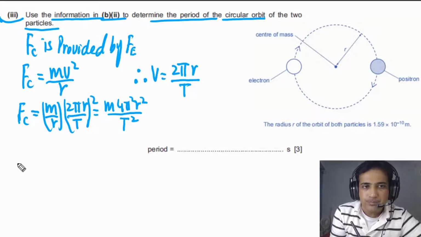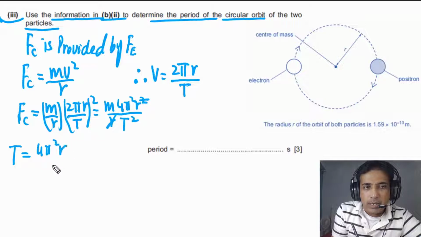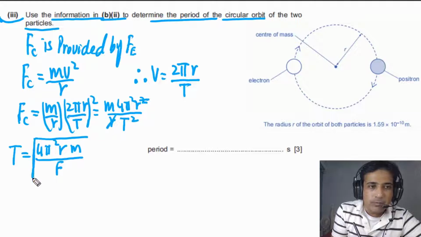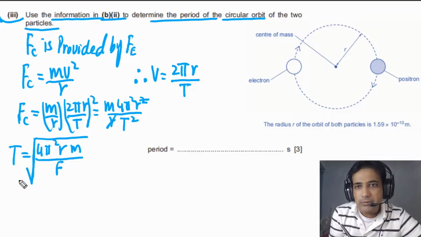We have r here, so we can cancel this r with this. We need to calculate the time period in this case, so T squared will be equal to 4 pi squared times r times m, divided by F. Now if we take the square root of this, we can calculate the value of the time period. Now we simply need to plug in these values and we can calculate the time period.